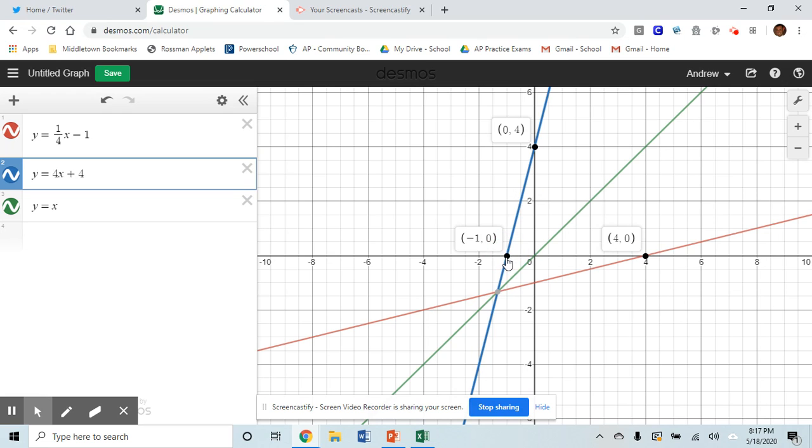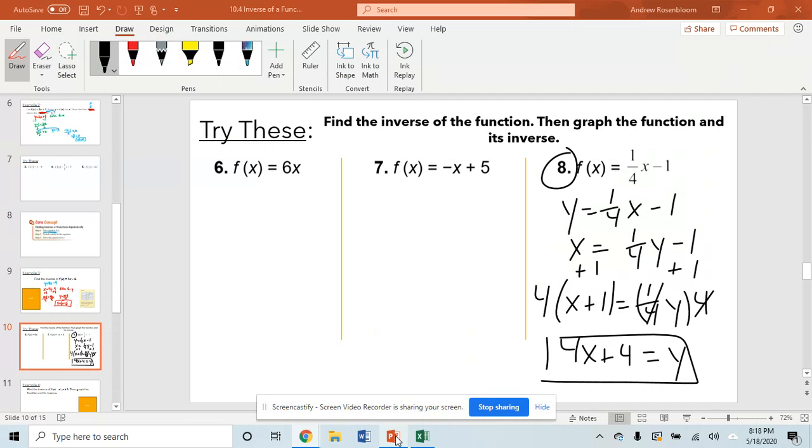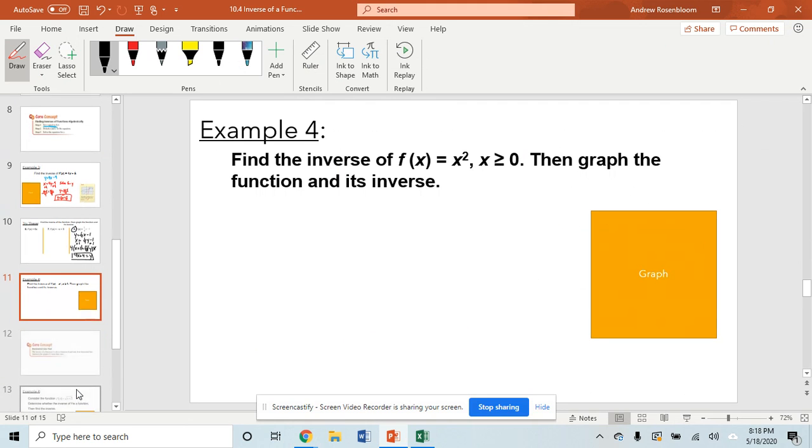Let's get this one. (-1, 0), so I should have a point at (0, -1), which I do. Okay, so you can see that you have all of these points that are inverses of each other, which is what should be happening if I've done it correctly, which I did.